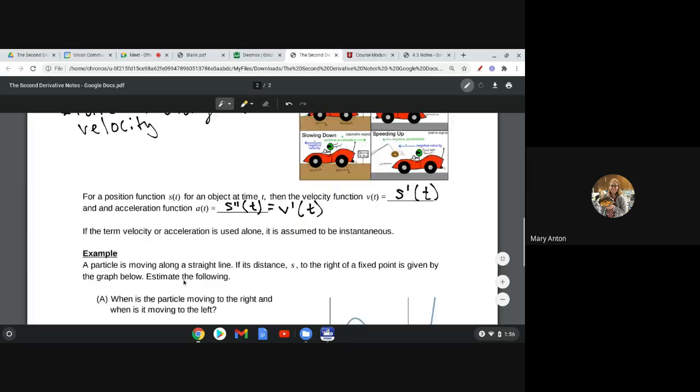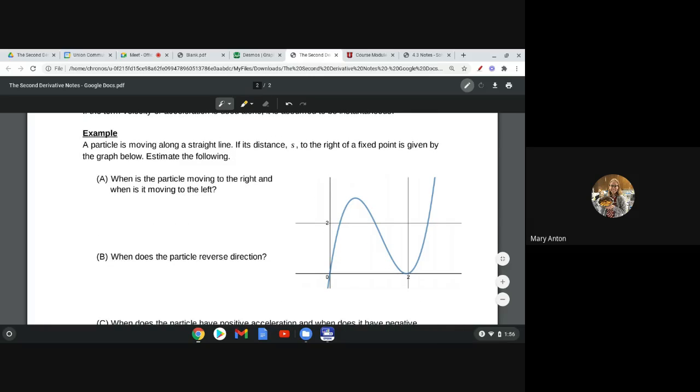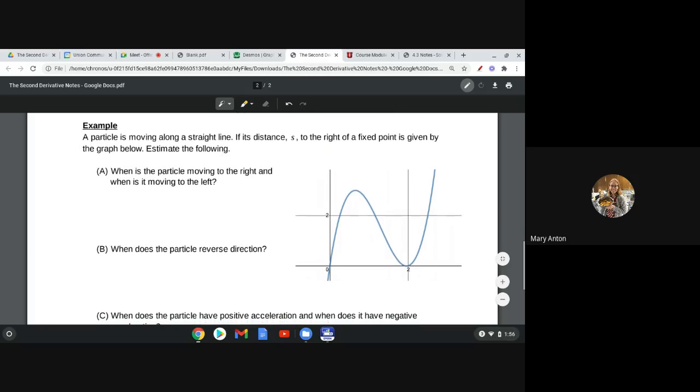Okay. And last example, and then that's it. A particle is moving on a straight line. So it's like if I was moving just back and forth across this room on a straight line, I'm a particle. Its position to the right of a fixed point is given by the graph below. Let's first understand what this graph means, when we're moving right, when we're moving left, when do we switch direction?